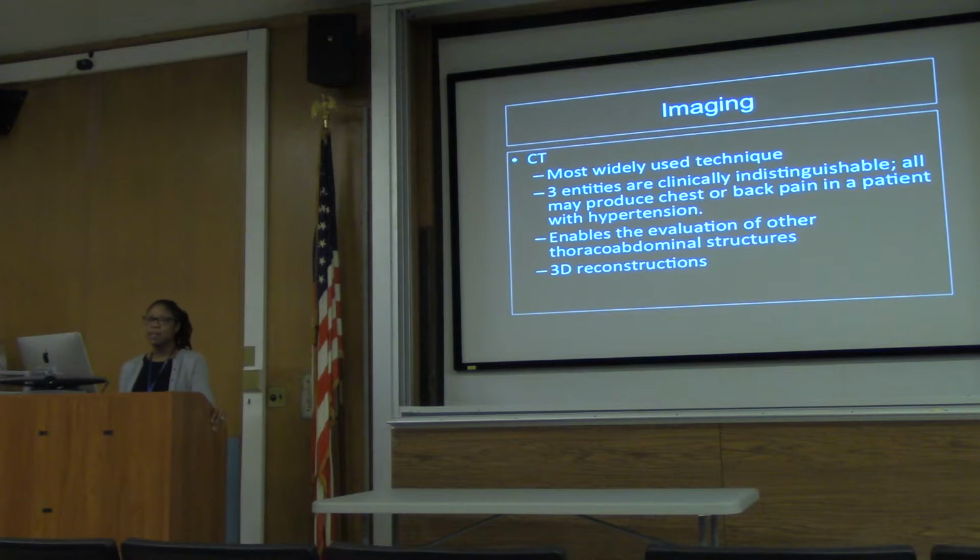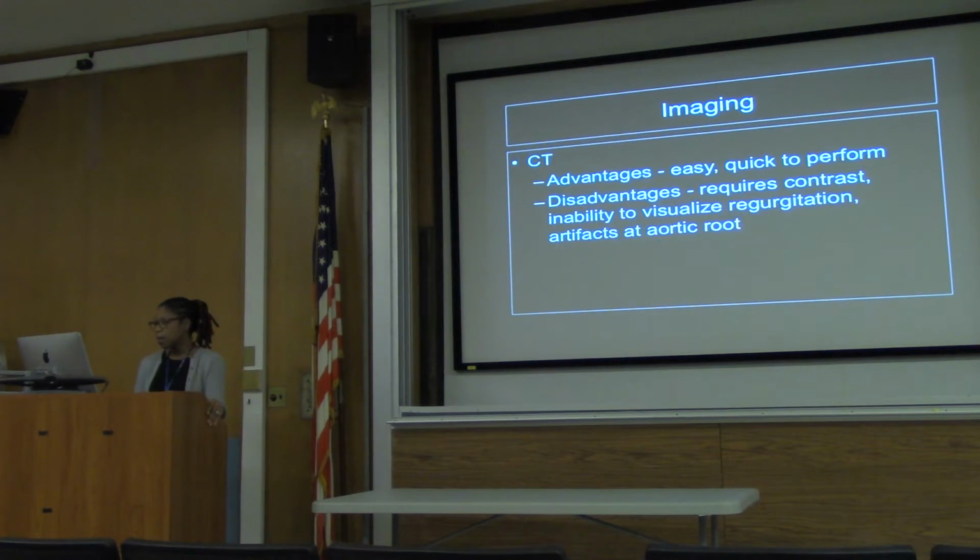So again, CT is very important because all these entities, the penetrating aortic ulcer, the intramural hematoma, and the dissection, they all present with very similar symptoms, and there's really no way clinically to know what you're dealing with. So CT is very, very useful in distinguishing between these three entities, and also for distinguishing whether or not the patient could benefit from surgery versus medical therapy.